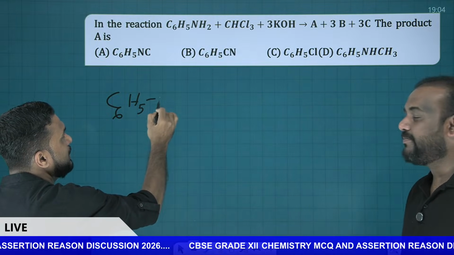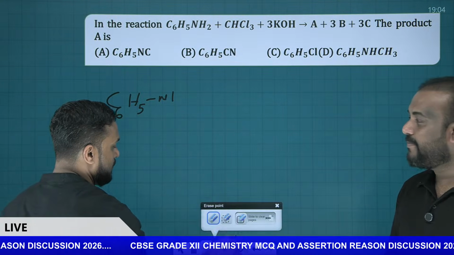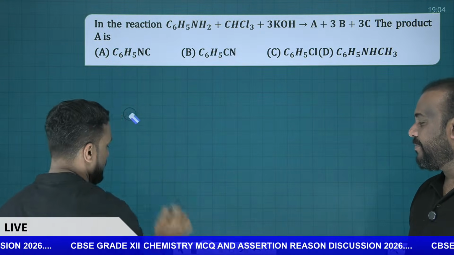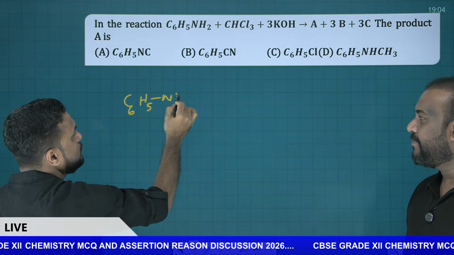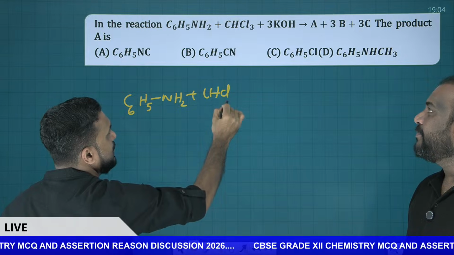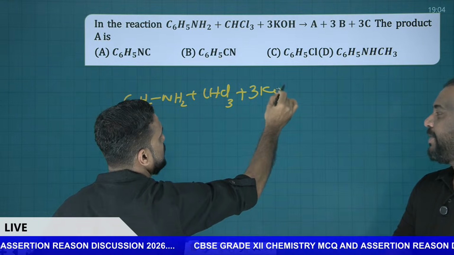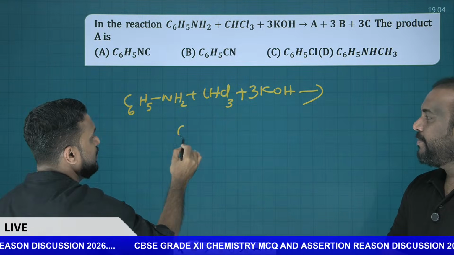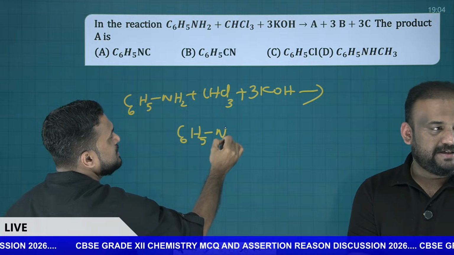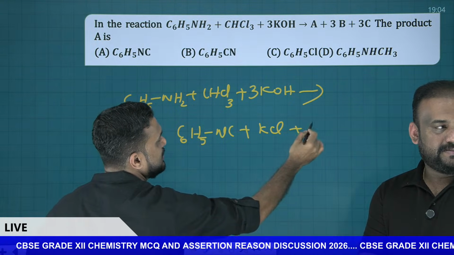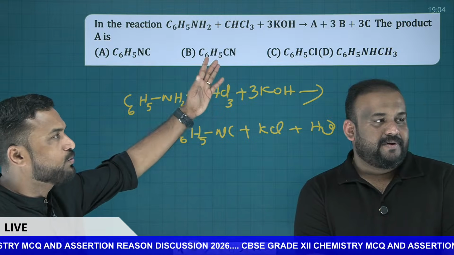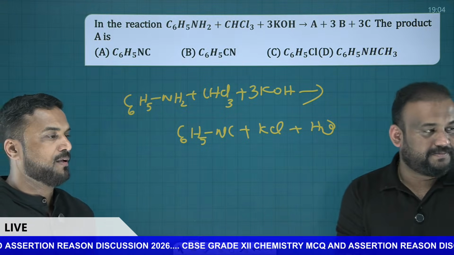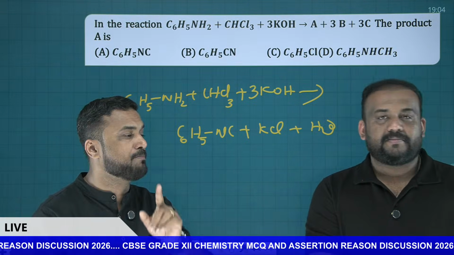C6H5NH2. When C6H5NH2 reacts with CHCl3 and 3KOH, you know the reaction will take place like this: C6H5NC, isocyanide, plus KCl plus H2O as byproduct. So A, B, and C they are telling. No need to write all those things, they are only asking about A. But whenever you learn the name reaction, byproducts are important.